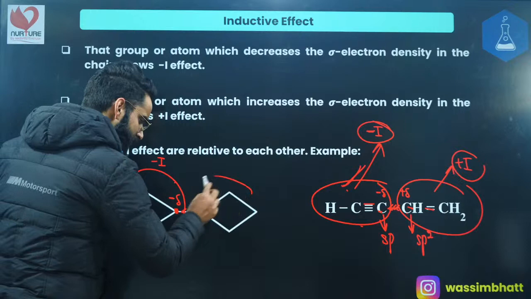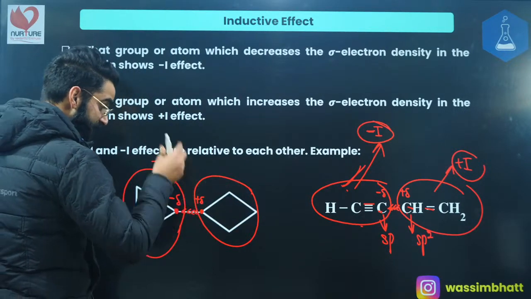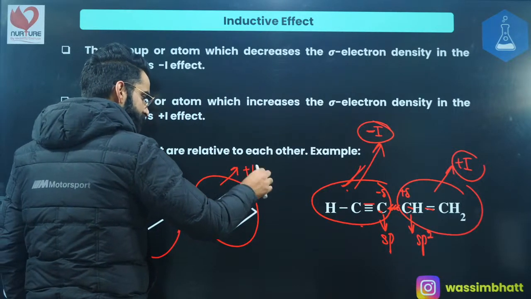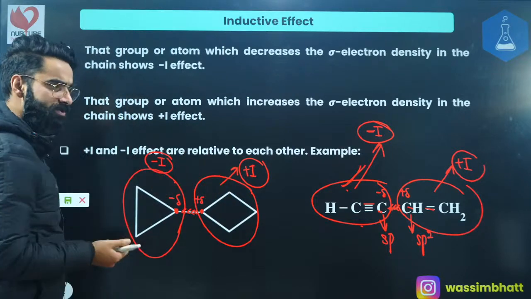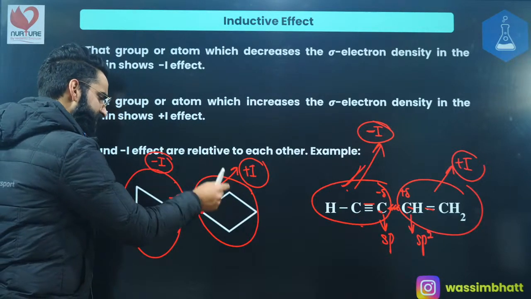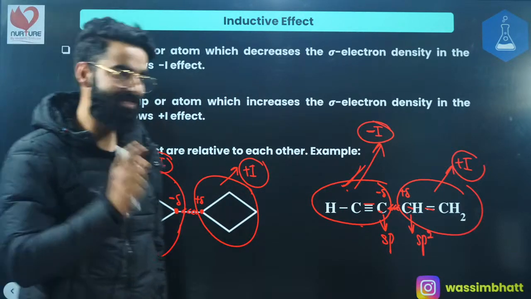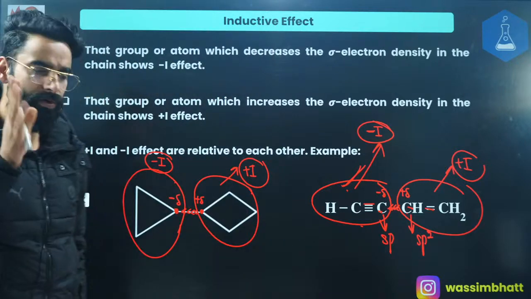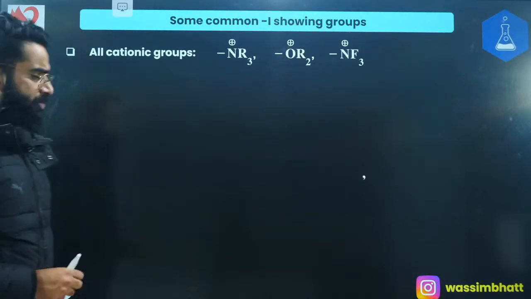And this group in particular is pushing the sigma electron density towards that group. So it is showing plus I effect, right? So plus I and minus I, can I say these are related to each other? This group is showing minus I with respect to this group. This group is showing plus I with respect to this group. So do remember plus I and minus I are two relative terms. Okay, do remember this as well. It's again important.